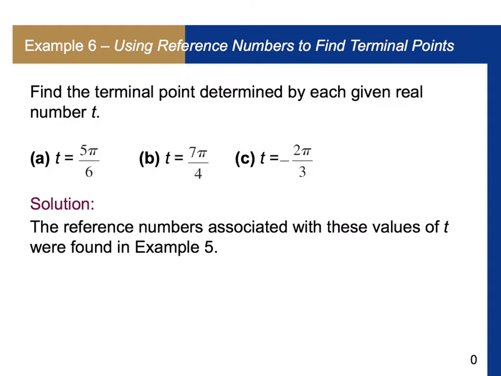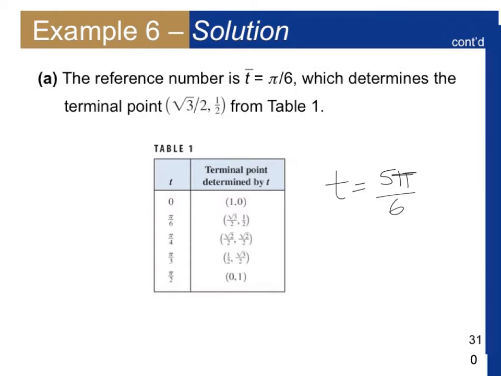Okay? So let's look at a couple examples. Let's say find the terminal point determined by each given real number t, where t is 5 pi over 6, or 7 pi over 4, or minus 2 pi over 3. Now the reference numbers associated with these values of t were found in example 5, so we'll refer back to that. For t equals 5 pi over 6, our reference number t bar is pi over 6. And remember the terminal point numbers for pi over 6 are square root of 3 over 2 and 1/2, right?